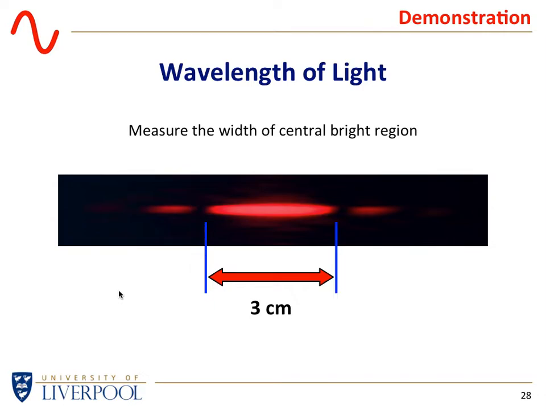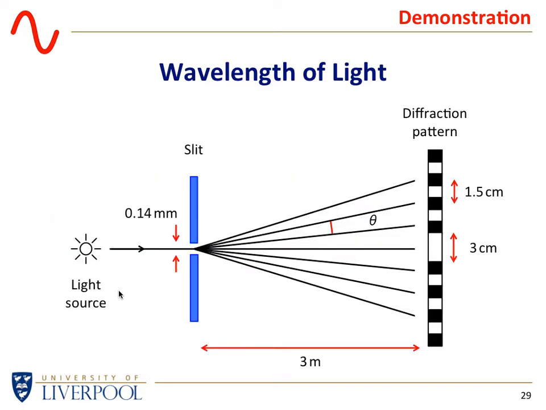As long as I get that three meter throw correct, and I always use the same laser, it will always come out to be about 3 centimeters. So what we actually want, the distance from one dark point to the next dark point, will be approximately 1.5 centimeters apart, because the central bright region is about twice as wide as those distances we're after. So let's have a look at what that looks like in terms of a schematic.